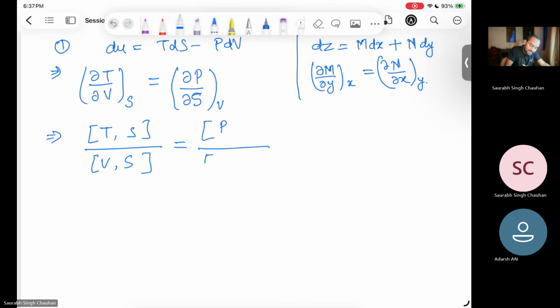p, and partial with respect to s, so s will be in the denominator. Okay, and keeping v constant, so v will be in both numerator and denominator.